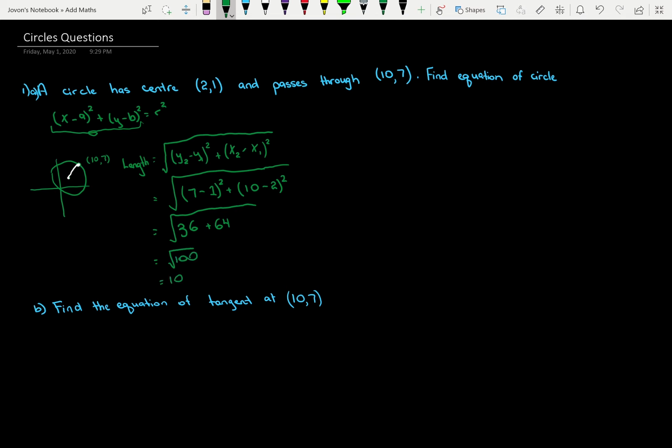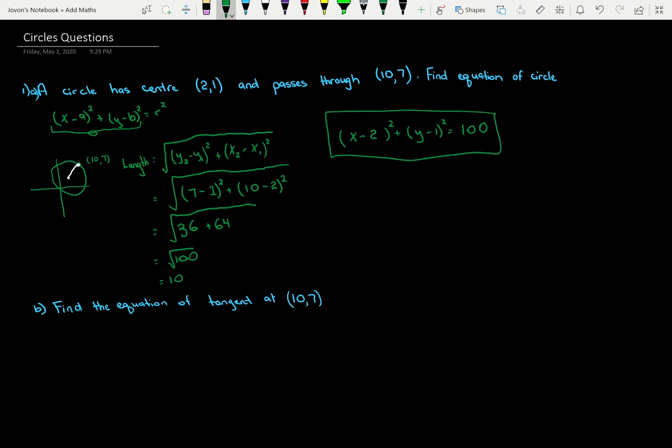Okay, so from this, what we could get is that the equation is x minus the x coordinate, which is x minus 10 all squared, plus y, no, sorry, not x minus 10, sorry, that is actually a point on the circle. Remember, a and b is the center, so it'd be (x − 2)² + (y − 1)² = 10. Nope, not 10, because remember it's equal to r squared, so it'd be equal to 10 squared, which is 100. So this here is the equation of our circle.